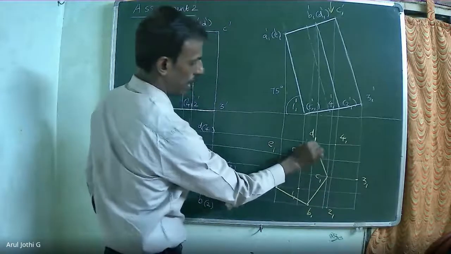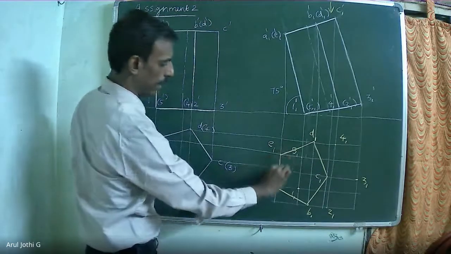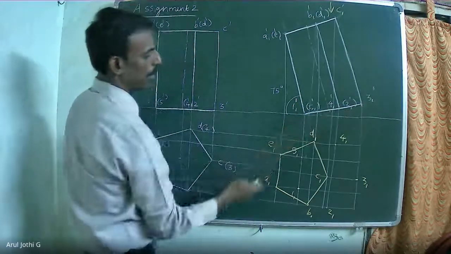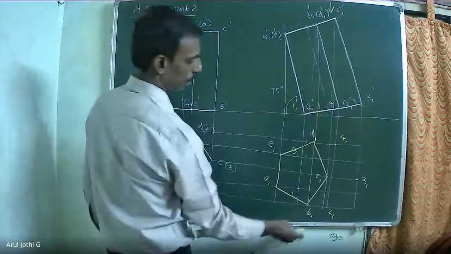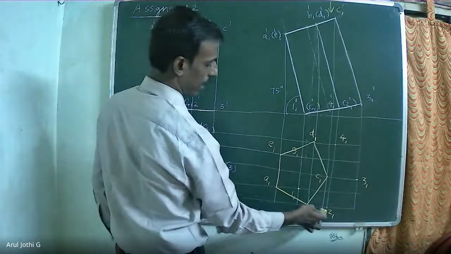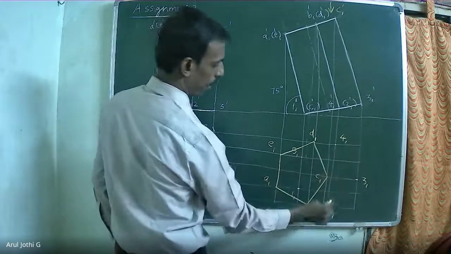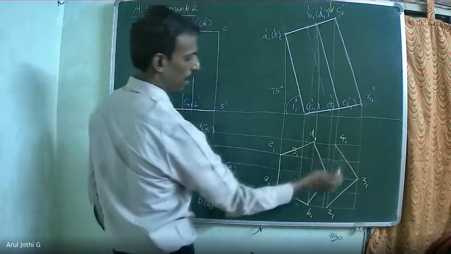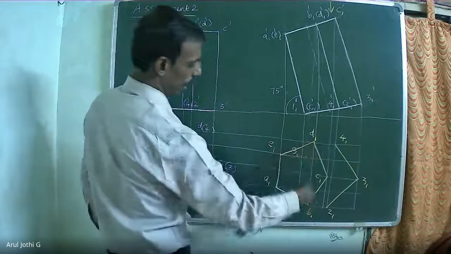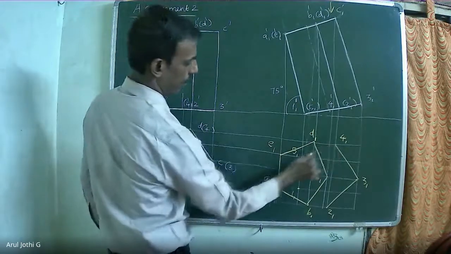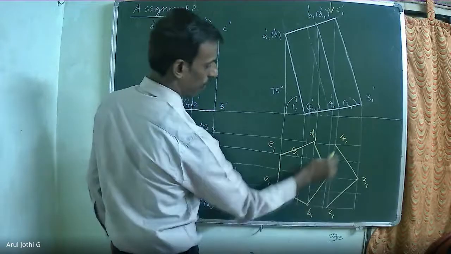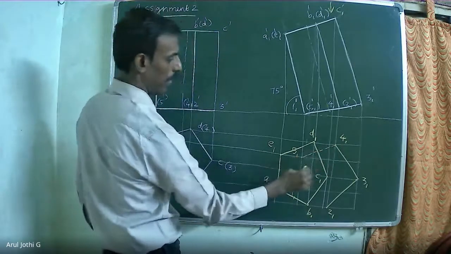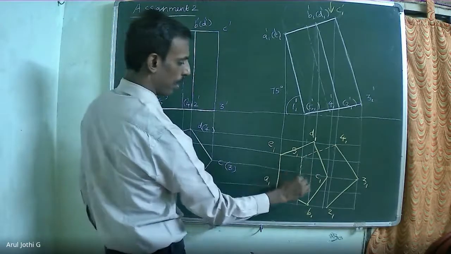So join all the sides of ABCD as visible lines. For the bottom pentagonal base, the outer side will be visible. What are the outer sides available here? 2, 3, 4 are available outside the diagram. The remaining base sides are available on the inner side. 4, 5, 1, 2 will not be visible. That should be shown as a dotted line.